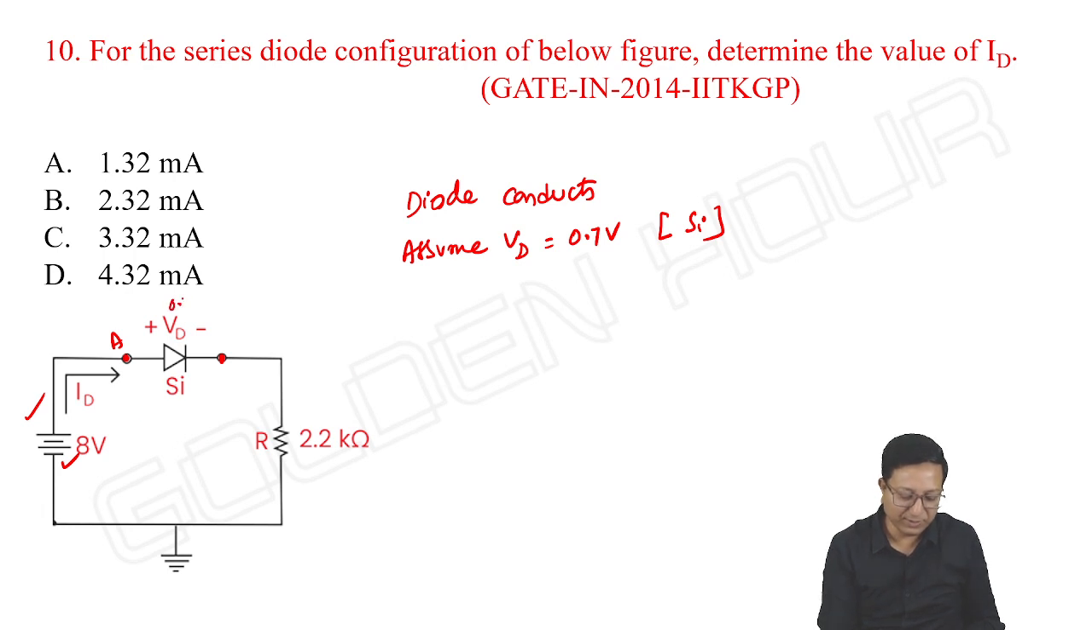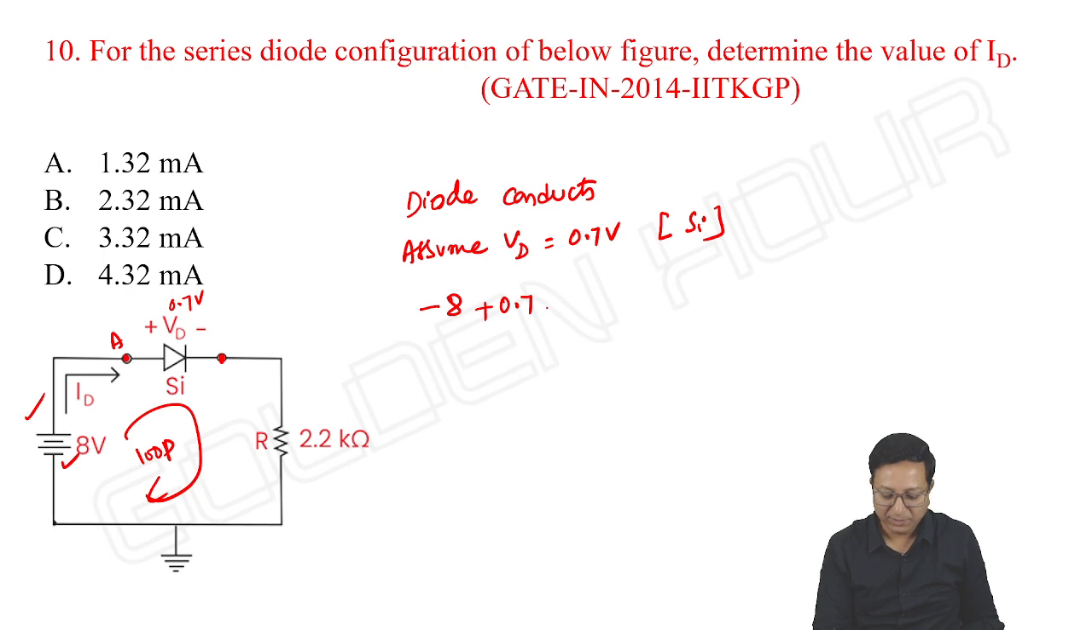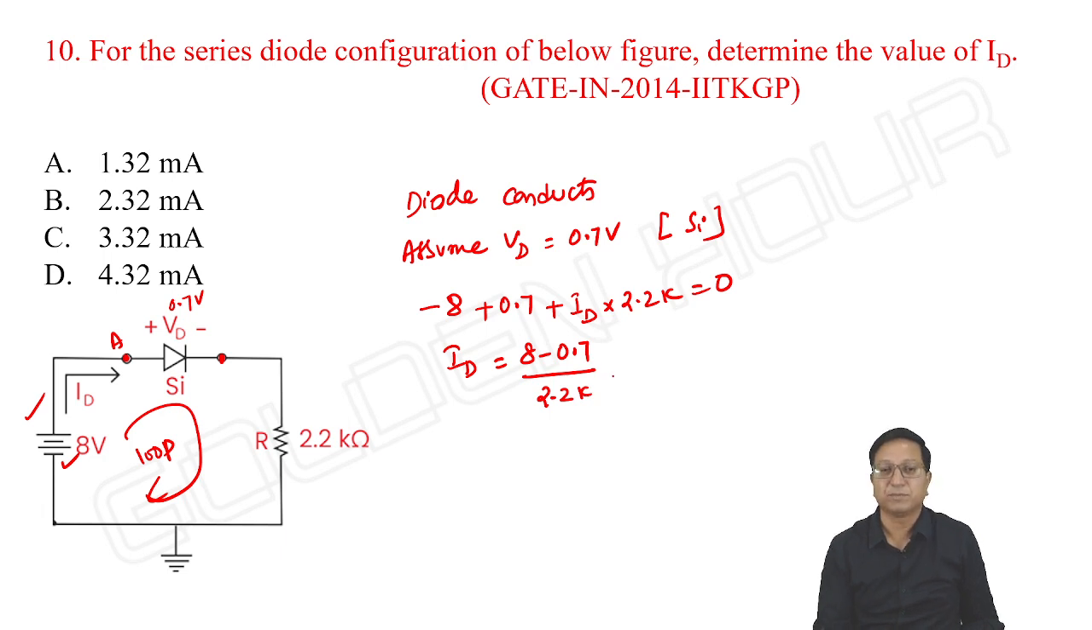So the voltage across the diode is 0.7 volts. Then if I take this loop equation, what can we write? Minus 8 plus 0.7 volt plus ID into 2.2 kilo ohm is equal to 0. Okay, so what about the current ID? It is 8 minus 0.7 by 2.2 kilo ohm. How much do we get?